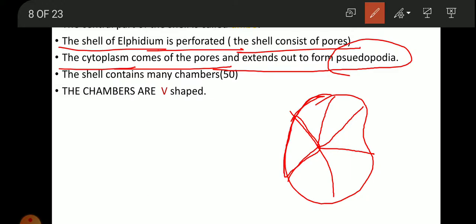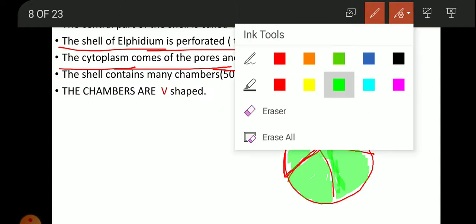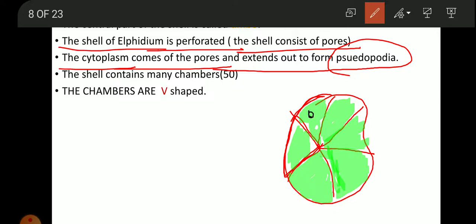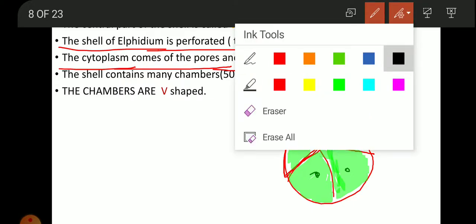These are the chambers, and we will fill in the cytoplasm. It is the cytoplasm of the chamber. Inside the cytoplasm, what we have are nuclei. In each chamber we'll be seeing one nucleus or many nuclei. So inside the chamber we'll be having the nuclei.